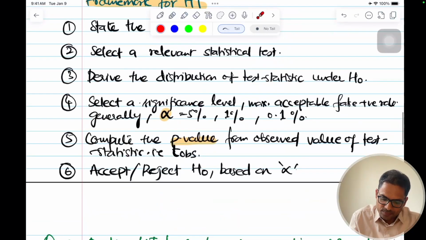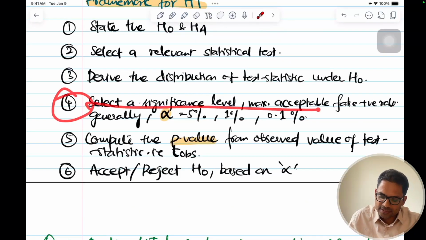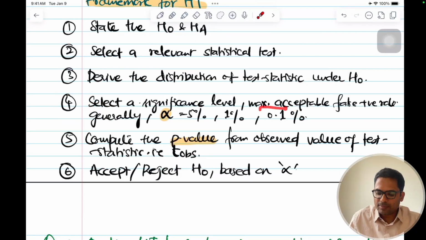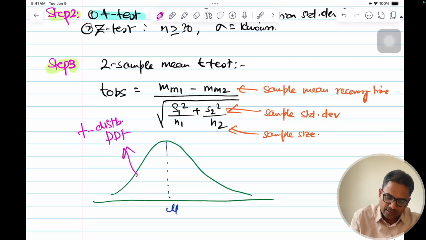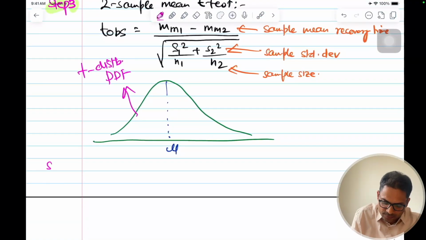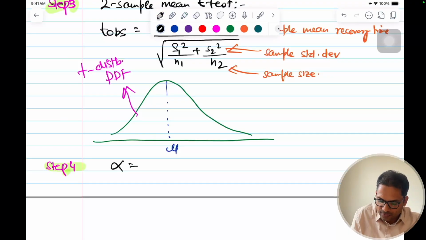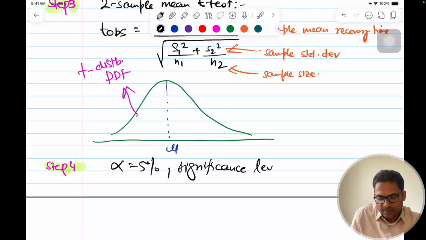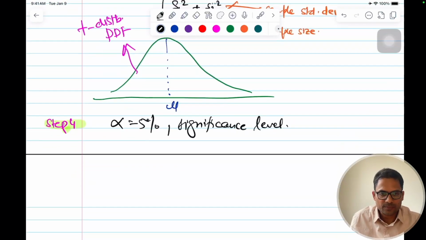Now what is my step 4? Select a significance level, the max acceptable false positive rate. Generally that is 5%. So let's select it as 5% only. So my step 4 is to select some alpha, and I'll select alpha equal to 5%. This is my significance level. Generally this is selected. 5% is my tolerance level.